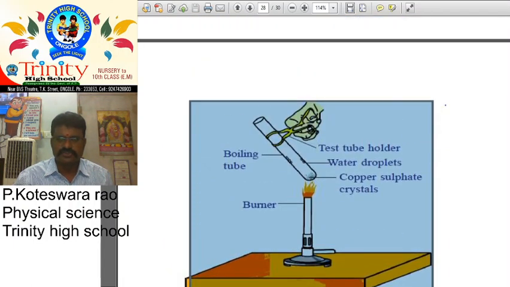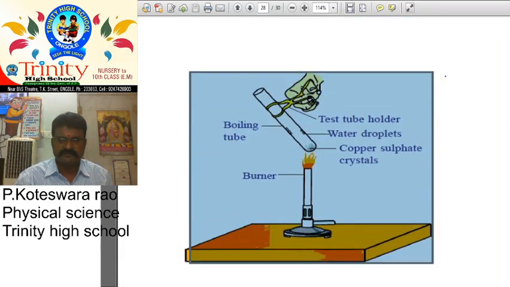Do you observe? This is the diagram which we already did here. So here, this is the Bunsen burner. This is the boiling tube or test tube. This is the test tube holder. Here, these are water droplets. And this is the blue colored copper sulfate crystals. So if you are heating, this one changes into white, and here water droplets are formed. Then if you add 1 or 2 drops of water, once again it will get its blue color.